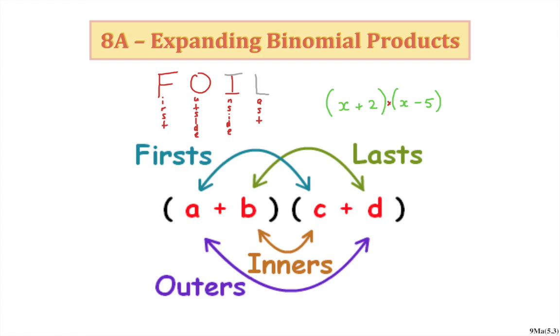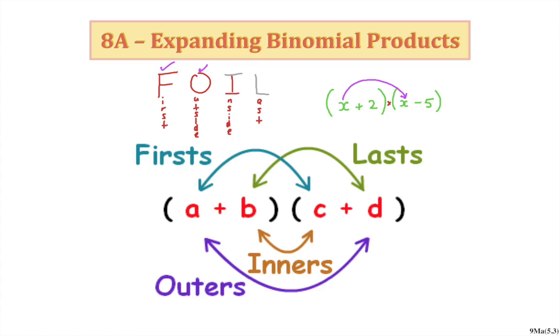Now, in order to expand these brackets out, we would look at the first term. That's what F stands for, the first term in each bracket. So we would take the first term of the first bracket and multiply it by the first term of the second bracket. That's our first term taken care of each bracket. Now we deal with the outside terms of each bracket. Now the outside term is the two terms that are furthest apart.